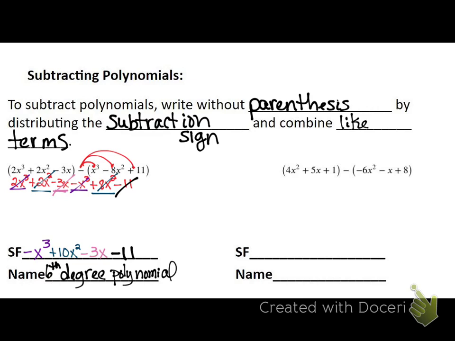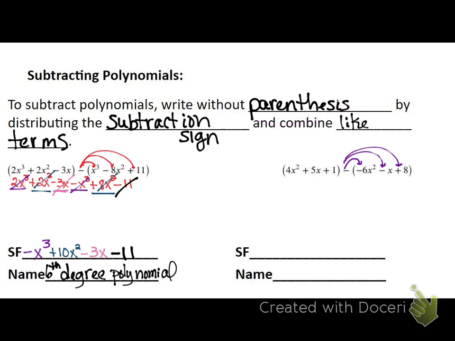Okay. Am I going to add or subtract this next polynomial? Subtract. Subtract because of the sign between the groupings. So if I subtract, I'm going to do 2 steps at once. What's the steps I'm going to do at once? Distribute. Distribute what? The subtraction sign, right? To each term. And then what else? Rewrite the problem without the parentheses.